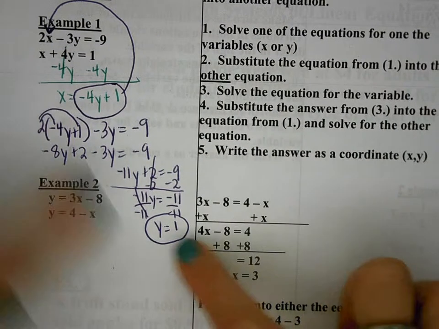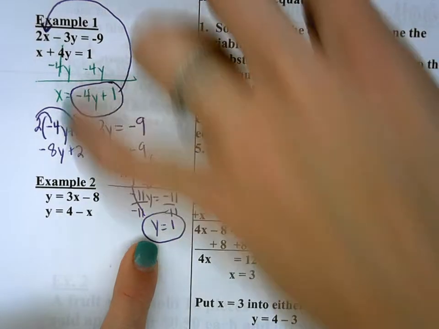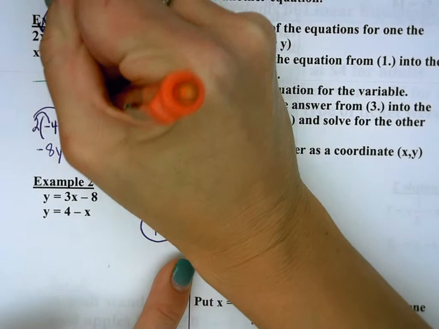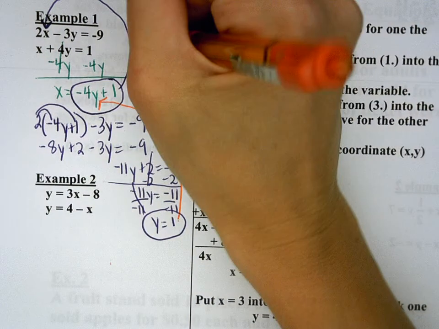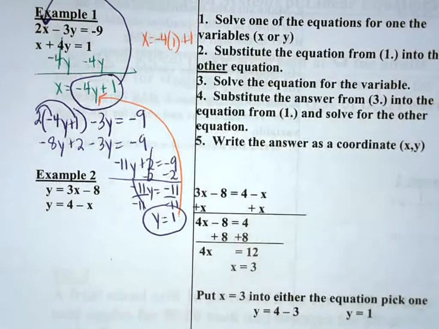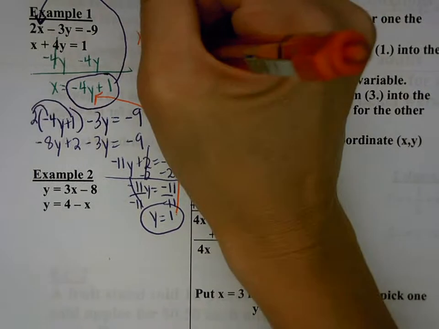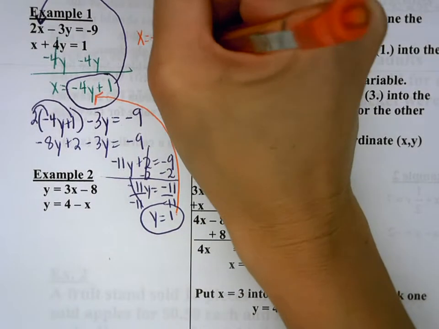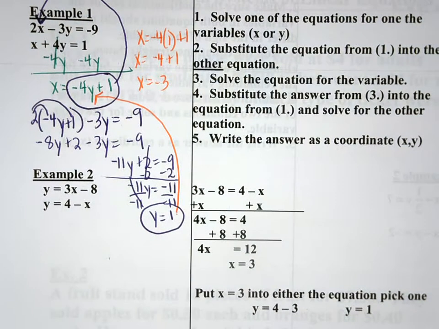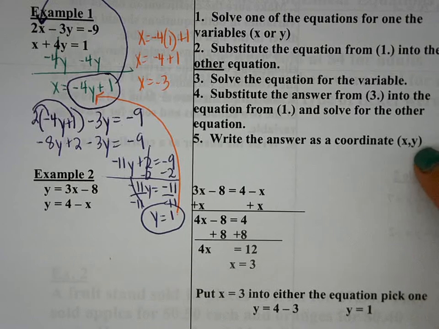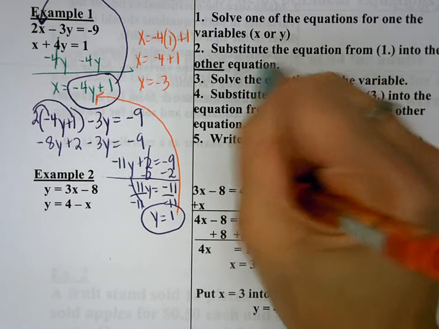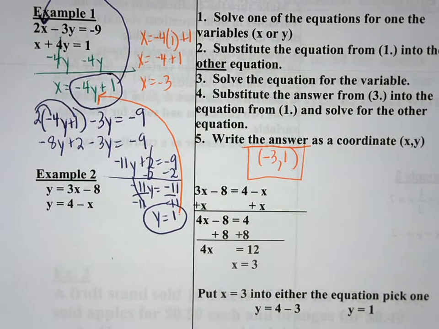Once you have this, if you take it and plug it back in here, x is already all by itself, so all you have to do is simplify. I'm going to take y equals 1 and plug it in here for y. So I get x equals negative 4 times 1 plus 1. Negative 4 times 1 is negative 4, plus 1 makes negative 3. That means the answer, and we always want to write our answer as a coordinate pair, is negative 3 comma 1, because it always goes x value, then y value.